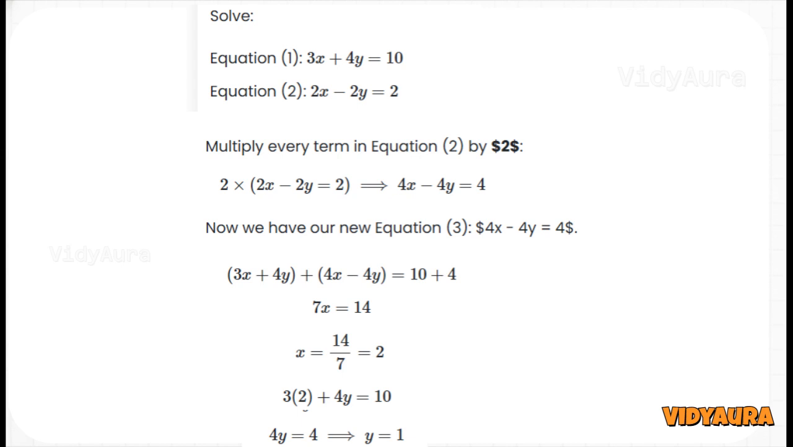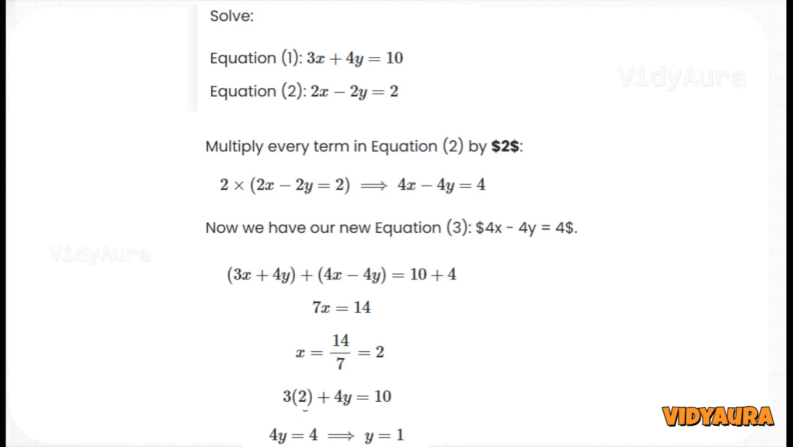We're left with this beautifully simple little equation. 7x equals 14. And from here, it's a piece of cake. If 7x is 14, a quick division tells us that x has to be 2. Now we take that and plug it back into either of the original equations. Let's use the first one.